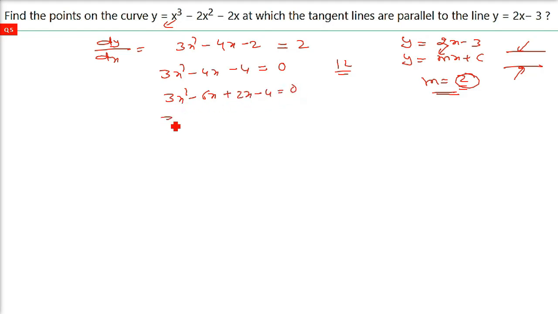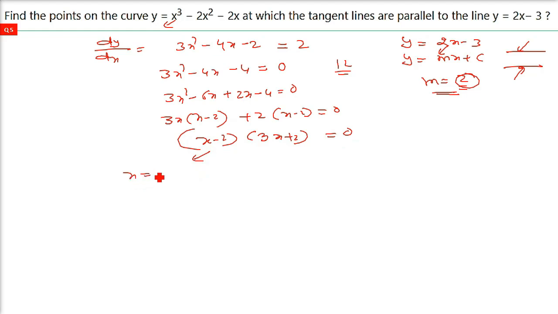You can take 3x common here, x minus 2 here. You can also take 2 common here, x minus 2 here equals 0. So the factors will be x minus 2 and 3x plus 2. Now equate it to 0. That is x equal to 2, and here x will be equal to negative 2 by 3.